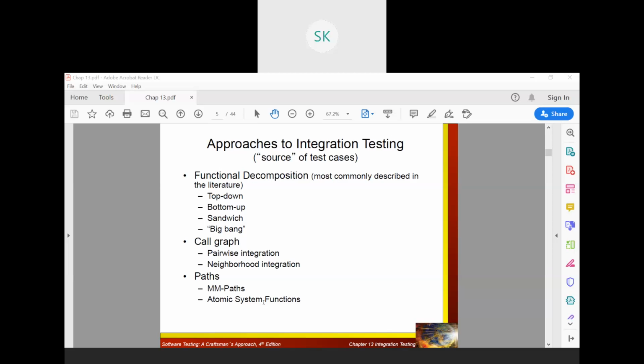The source of test cases, that's what we are saying. With respect to integration testing and functional decomposition, integration testing can happen in functional as well as non-functional scenarios. With respect to your functional scenario, there are four different approaches. Normally, three are the ones taken care of.